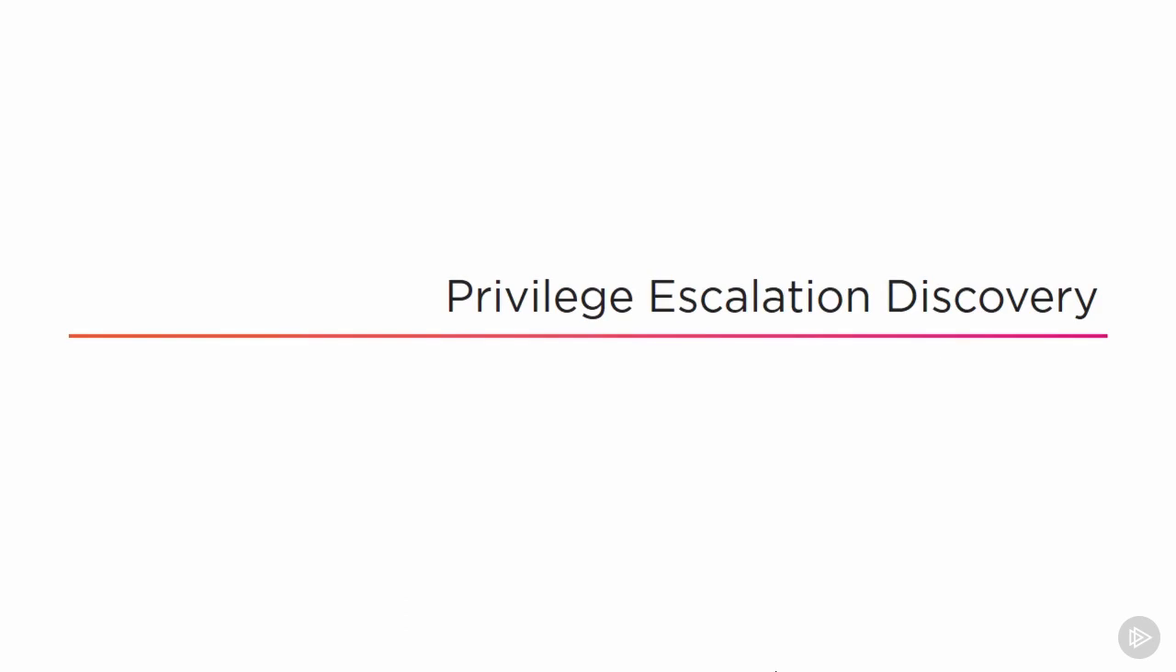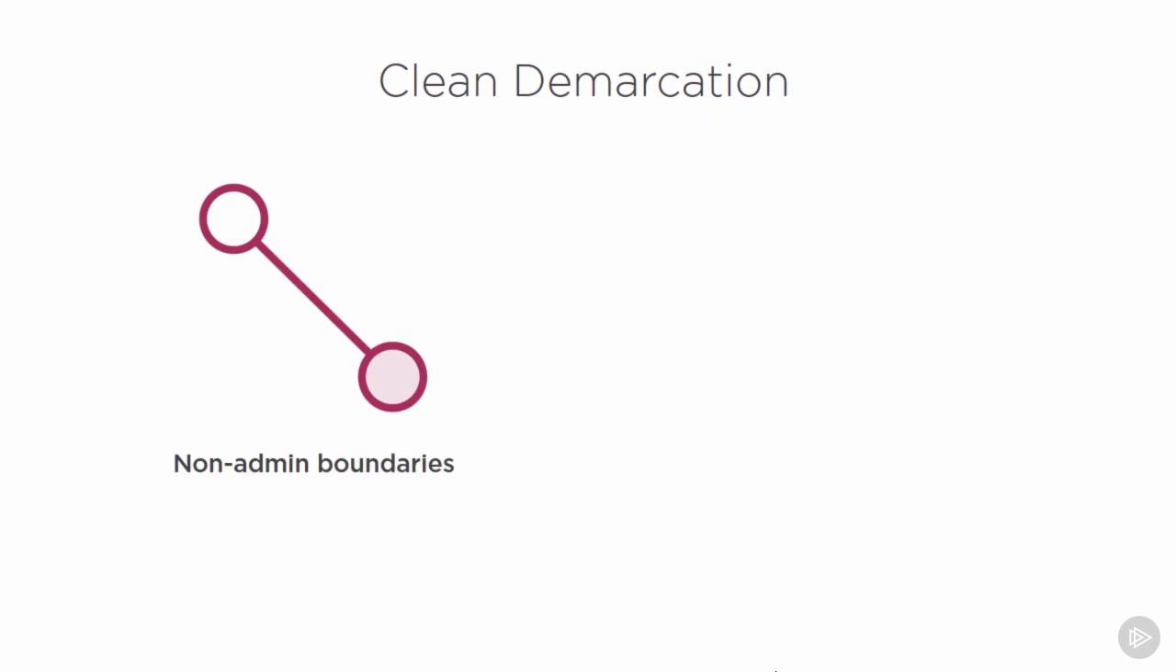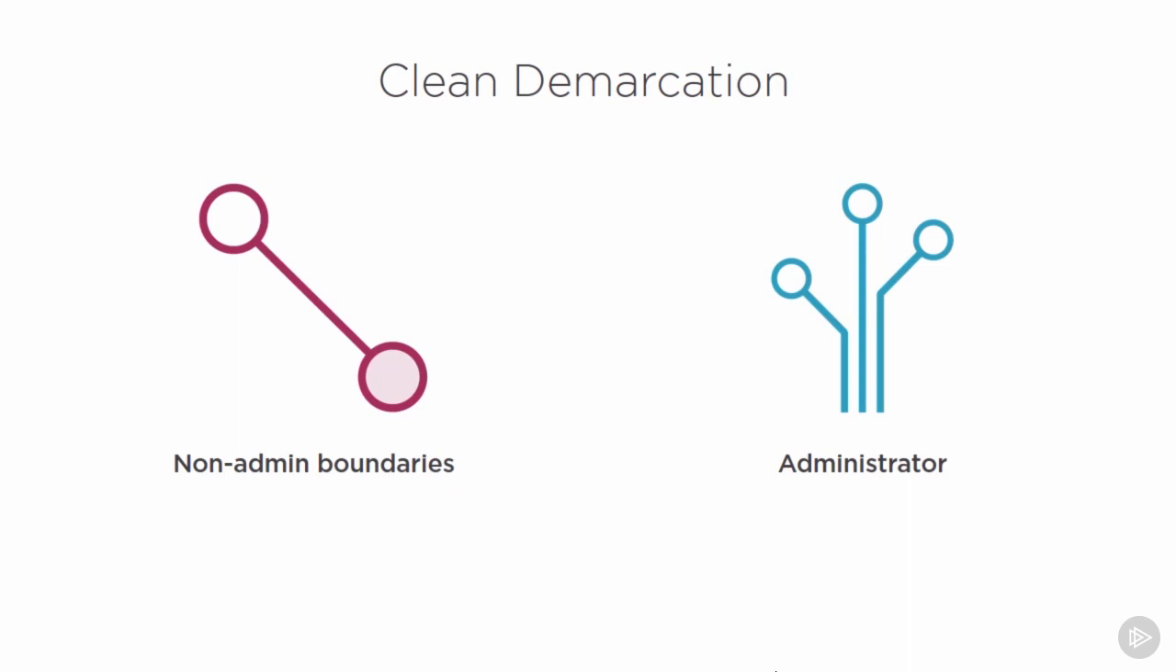One of the testing scenarios that a good pen tester performs is privilege escalation discovery. In essence, this is the discovering of functionality that may be visible or available to a user that is deemed inappropriate for that particular user's role. Now, when applications are designed, there should be clean demarcations between non-admin boundaries and those functionalities specific to an administrator.